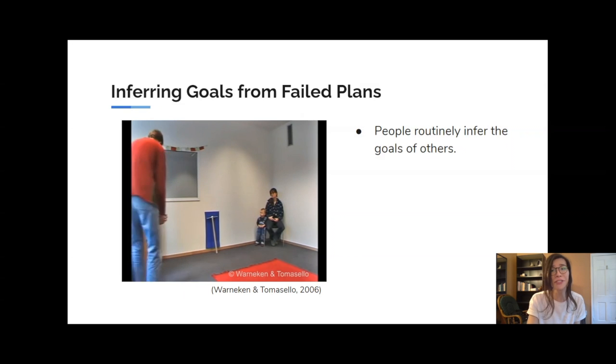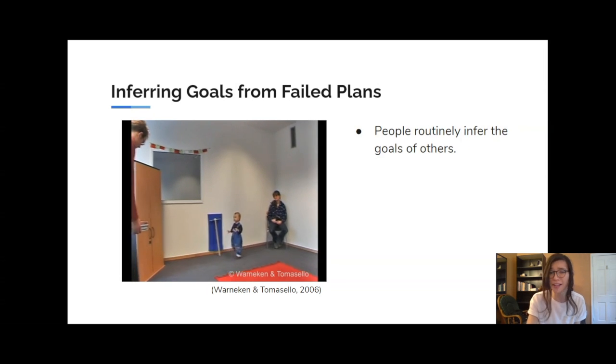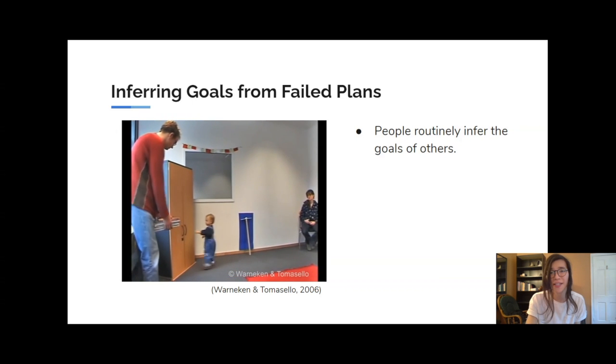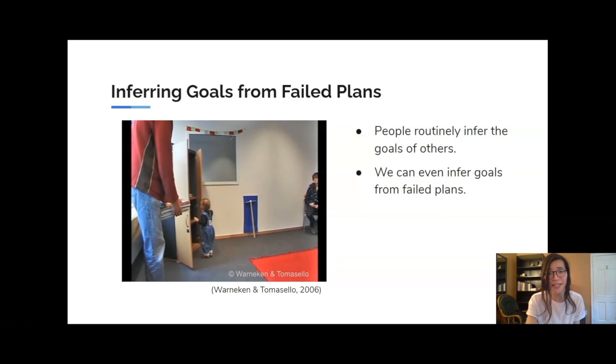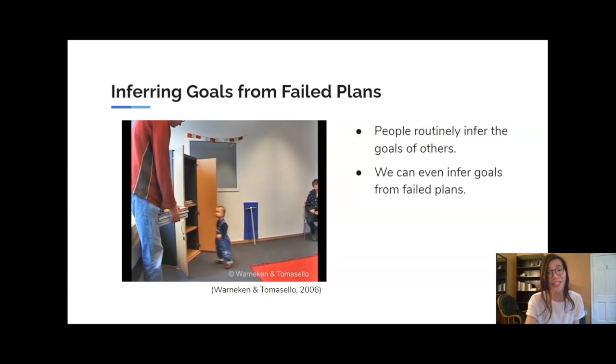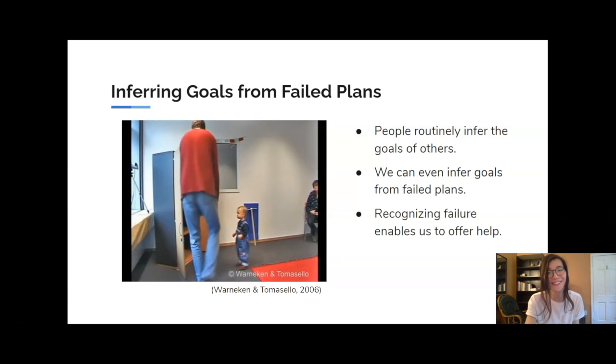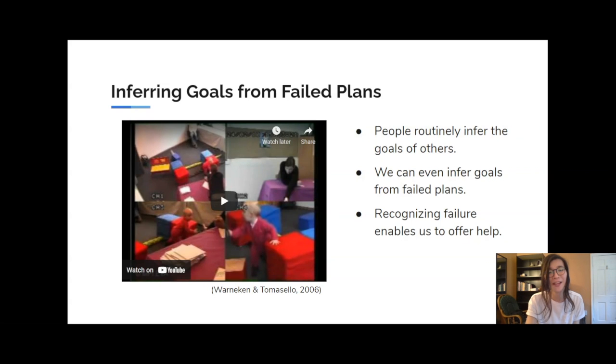The adult pursues a very strange and suboptimal plan. Indeed, you could say that the plan just fails. And yet, the child is able to infer what the adult probably wanted, and it's the recognition of this failure that leads the child to offer assistance. The question then is, what explains this rich and flexible capacity for mental inference? How are we capable of inferring the goals of others even when they fail to achieve those goals?